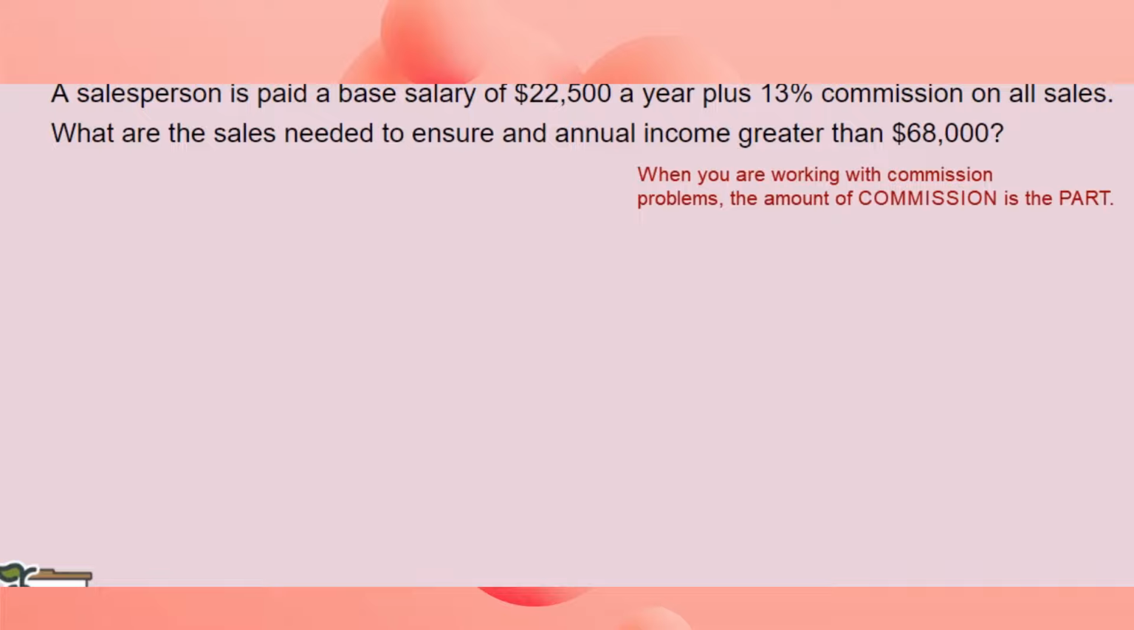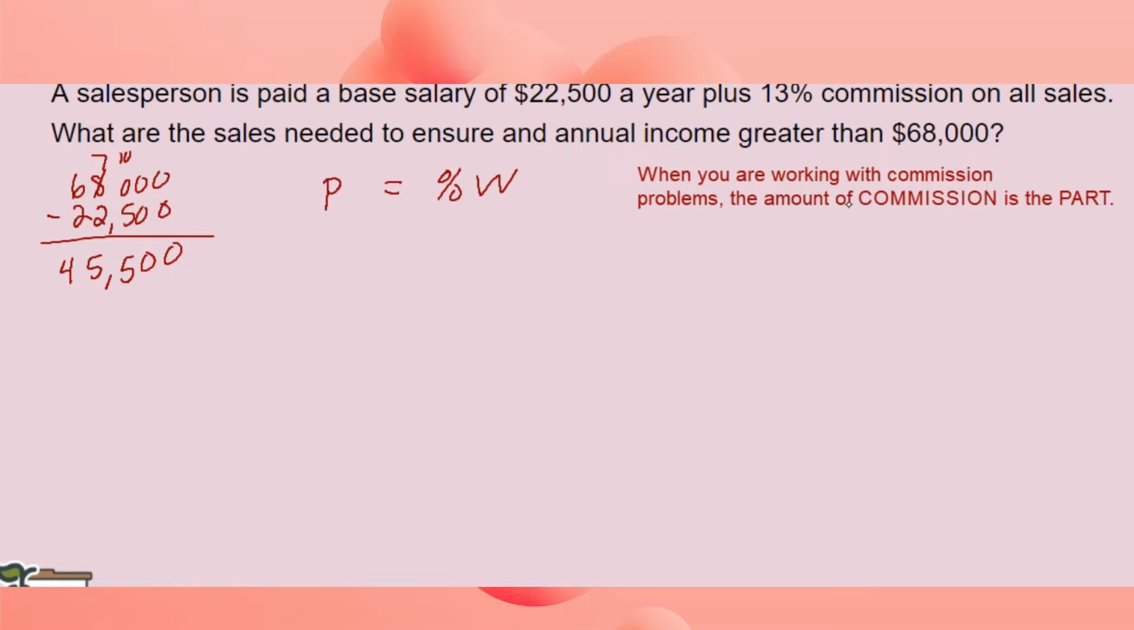And the way we can figure out how much commission they should earn to get $68,000, we can subtract the $68,000 and the base pay. When we subtract those two numbers, we are left with $45,500. And that $45,500 represents how much that salesperson should get in commission in order to make $68,000 that year.